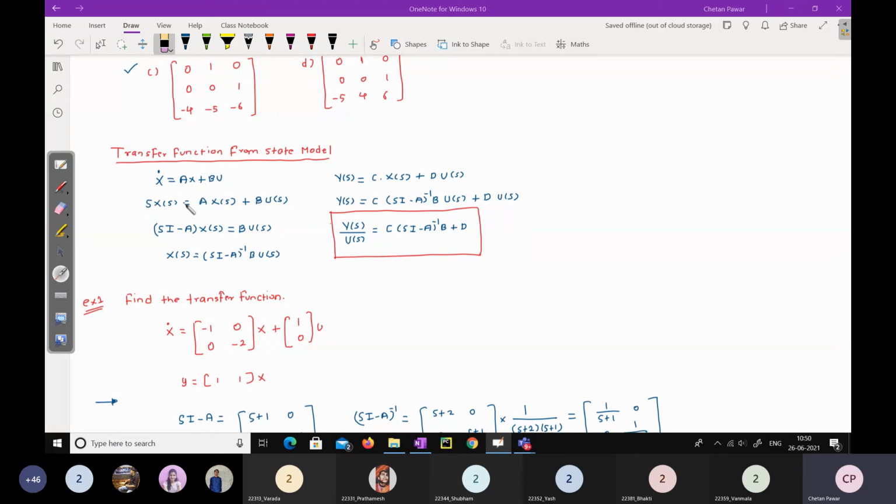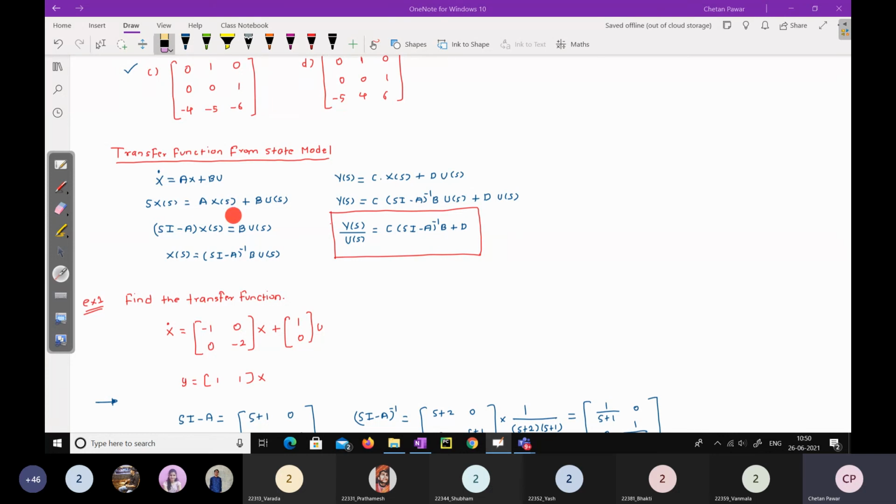But we are not considering x(0) because we need to find a transfer function. For a transfer function, we consider initial conditions 0. That's why I have not written minus x(0) here. So the Laplace transform of x dot will be s into X(s), and this will be A into X(s) plus B into U(s).